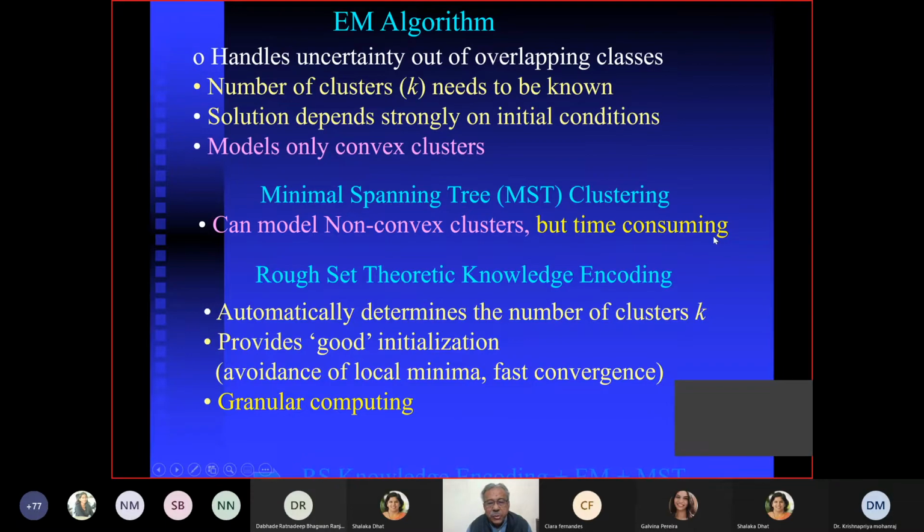So granular computing, therefore, I can reduce and take care of this time-consuming part. So if I make a judicious integration of this rough set knowledge encoding plus EM plus minimal spanning tree, we have automatically determined number of clusters. We can model non-convex clusters with less time because of granularity. We can also model convex clusters. We have uncertainty handling from overlapping classes and so on. All these advantages I can see if we make the integration.